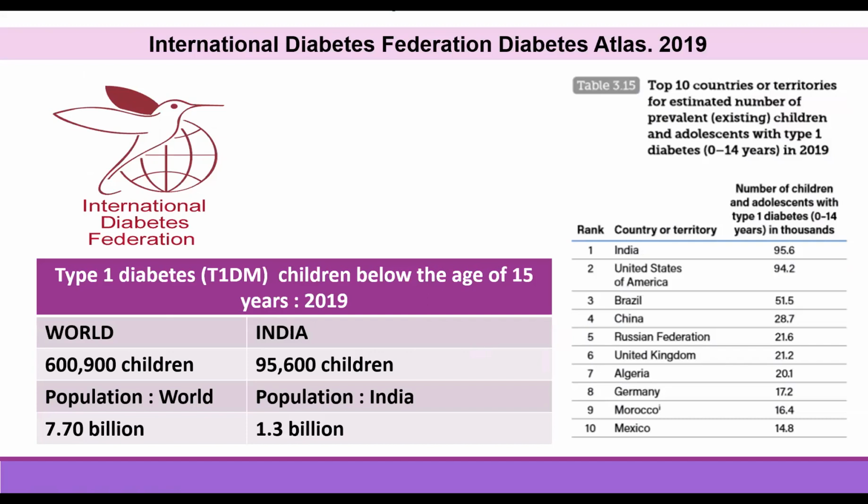Now, if we look into the International Diabetes Federation Atlas of 2019, India has the highest number of adolescents with type 1 diabetes in the world. Second is the USA, third is Brazil, fourth is China. So these are the top 4 countries having the highest number of type 1 diabetes in the world.